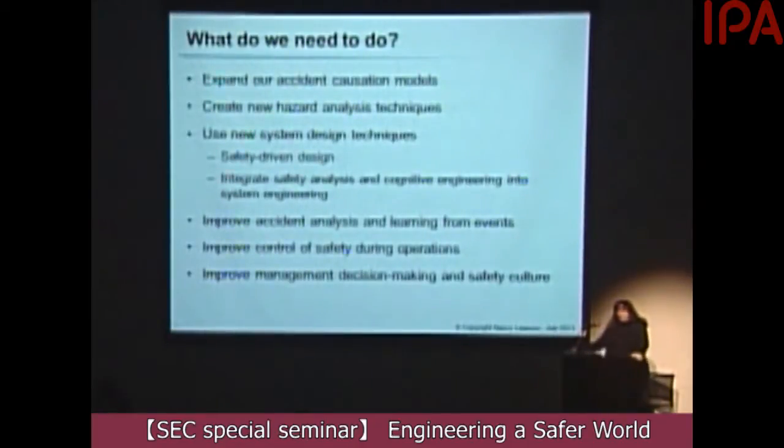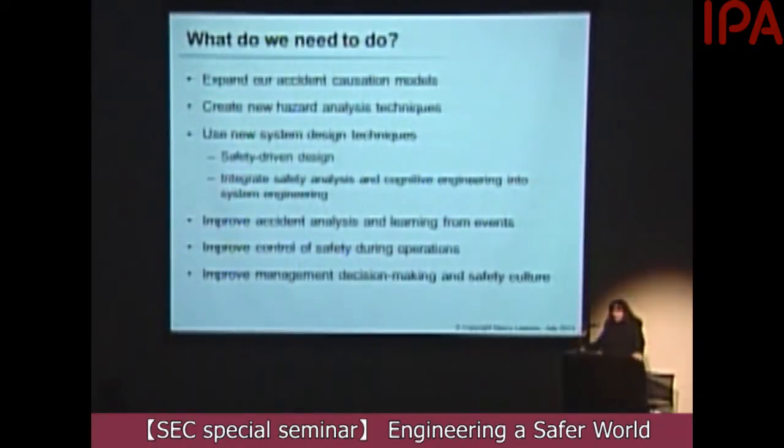So what do we need to do? We need to expand our accident causation models. The chain of events model is no longer true in today's systems. It's too simple. We need to create new hazard analysis techniques. We need to use new system design techniques. Most of our techniques now work after we have a design. At that point, it's too late to make many changes. So engineers say, we can't change that. It's too late. Or if you have to change it, the cost of redoing the work is enormous and often prohibitive. We need to integrate safety analysis and cognitive engineering into our system engineering activities instead of making them separate and after the fact. We need to learn better from the events and the accidents that do occur.